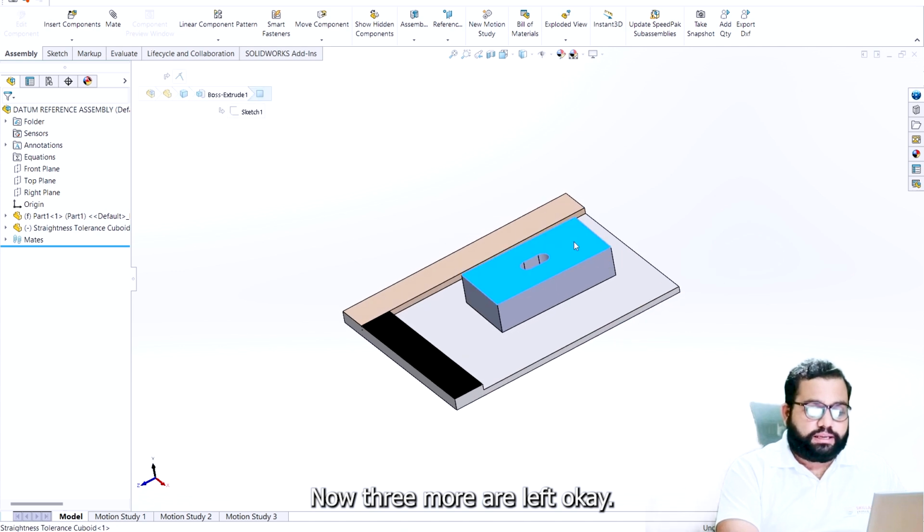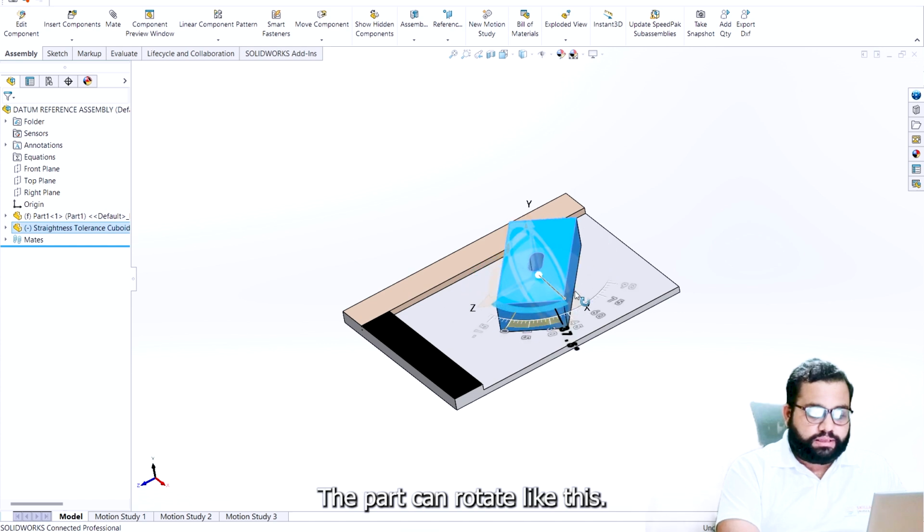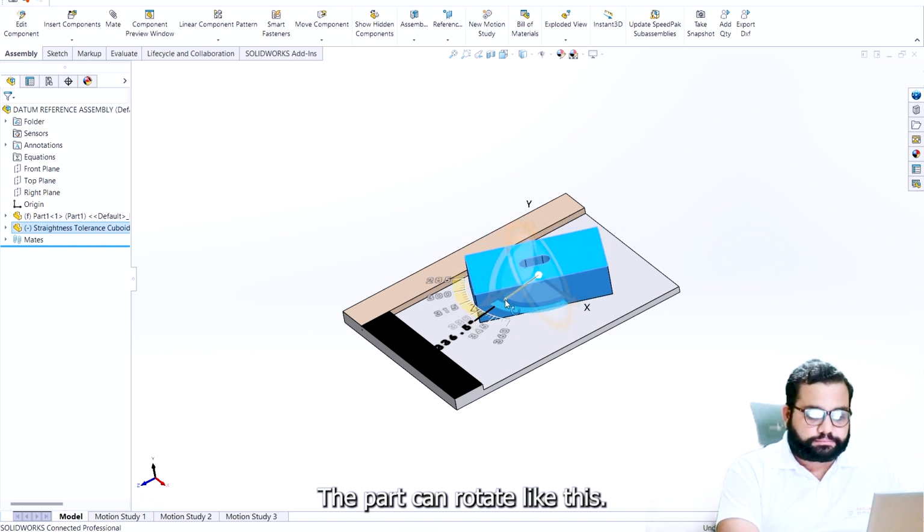Now 3 more are left. Which are left? The part can still rotate like this.